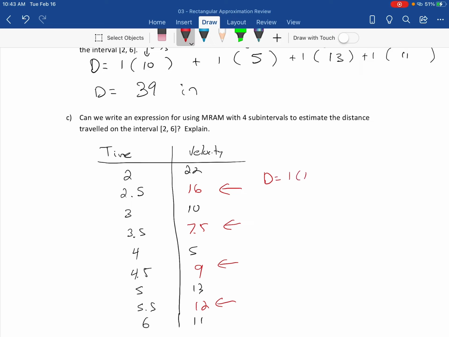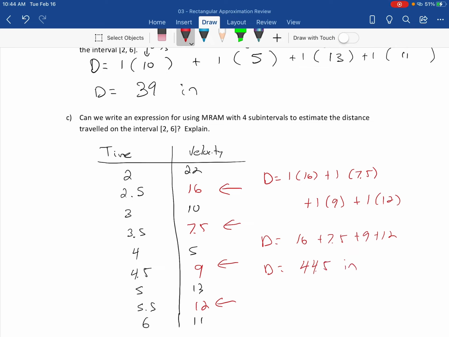So 1 times 16 plus 1 times 7.5 plus 1 times 9 plus 1 times 12. And what do I get? 16. Ooh, I switched over to A there. That's funny because we're doing so much with area, but this is distance. Plus 7.5 plus 9 plus 12. I get 44.5 inches.